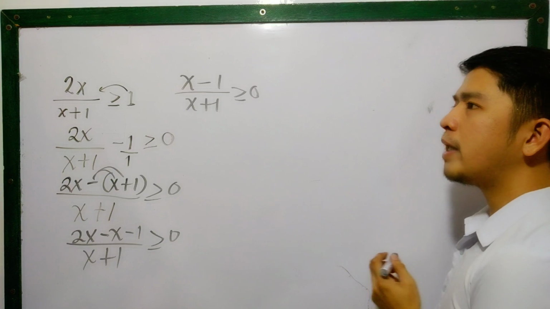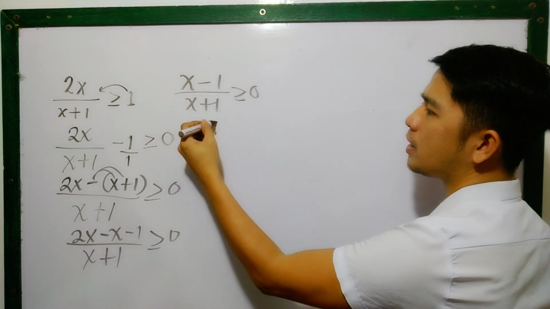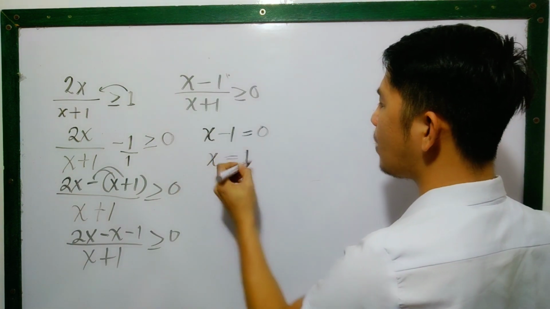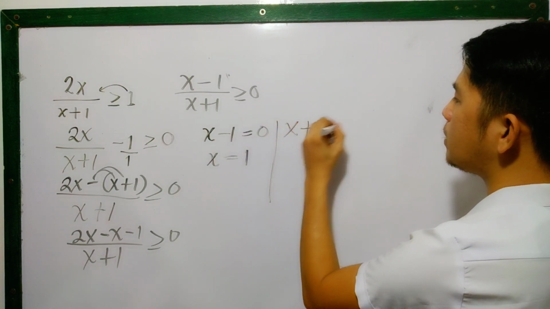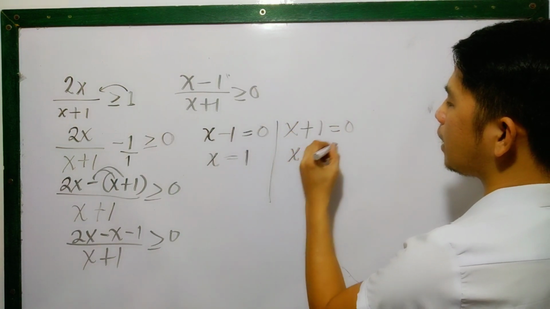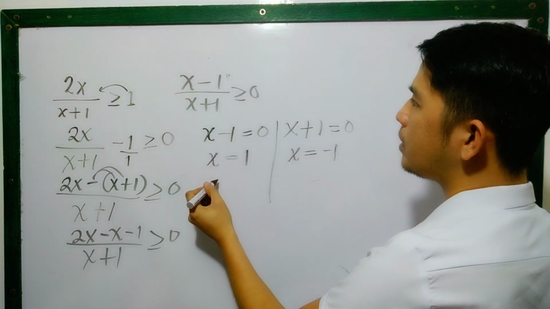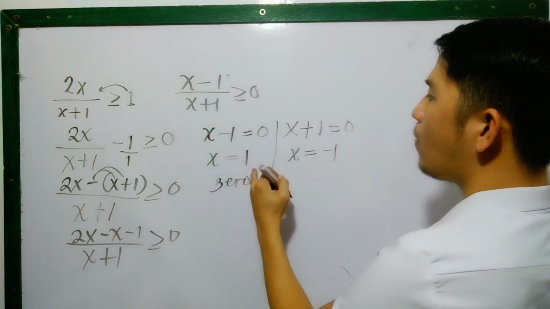Okay, so next, same pa rin, we will find the critical numbers. Yung numerator is x minus 1 equals 0. So that is x equals 1. Yung kabila naman, the denominator is x plus 1 equals 0. Your x is negative 1. So, our rational expression here will become 0 when x is 1.